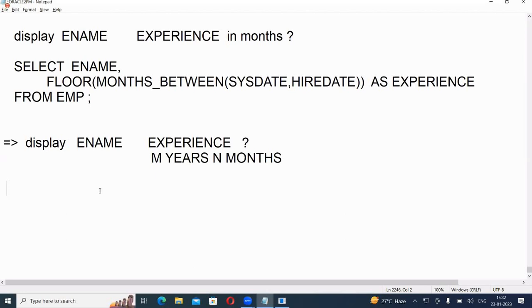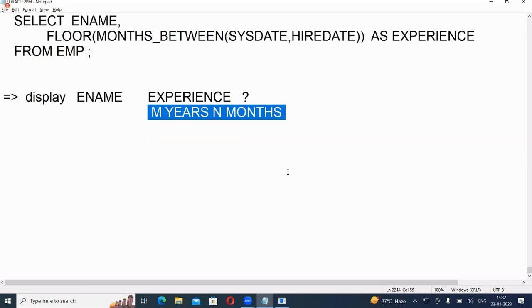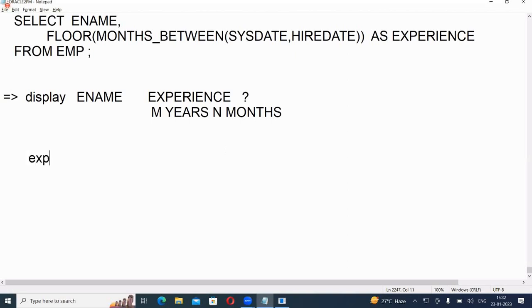Now you know how to calculate experience in months. But I want to show it like this: years and months. What is the meaning of this? Suppose the experience is 40 months, not 40 years. I'm just taking an example. I want to show 40 months like this.